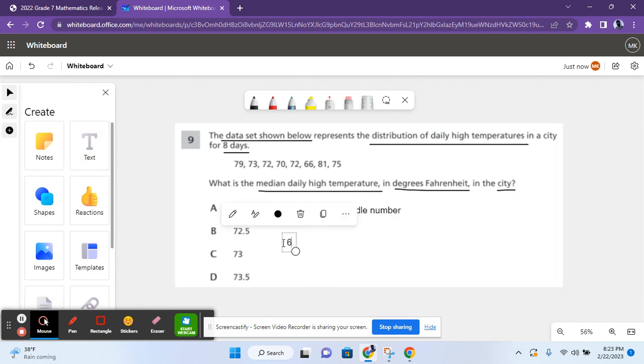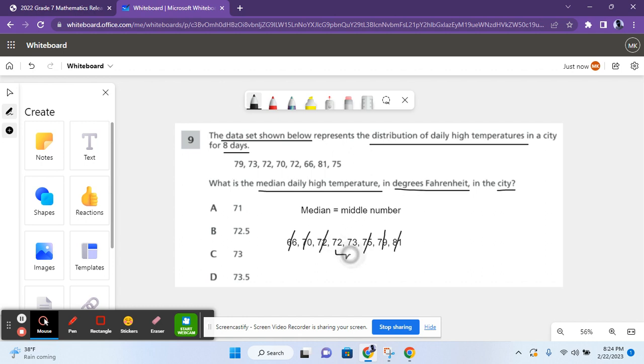So if you put them in order, you get 66, 70, 72, 72, 73, 75, 79, and 81. Now you keep getting rid of numbers from both sides until you find the middle number. So you get rid of 66, you get rid of 81, get rid of 79, get rid of 70, get rid of 72, get rid of 75, and then you're left with 72 and 73 in the middle.